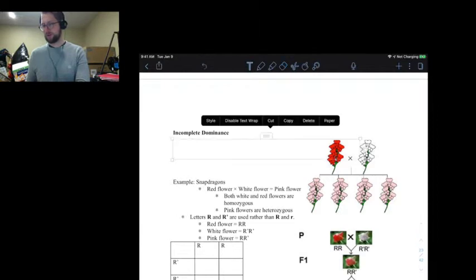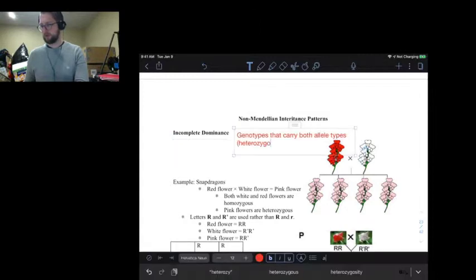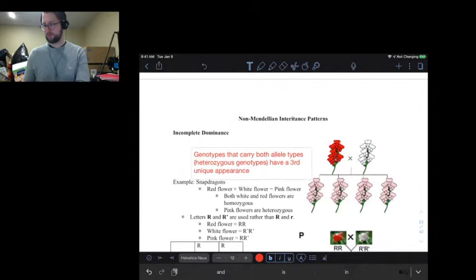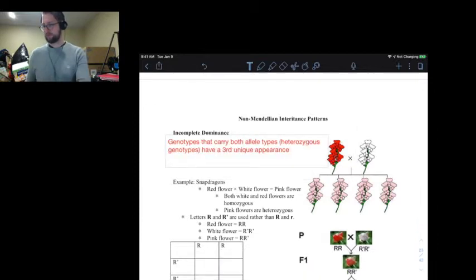Okay. All right, so in incomplete dominance, genotypes that carry both allele types, so heterozygotes, have a third unique appearance. Typically an intermediate phenotype.